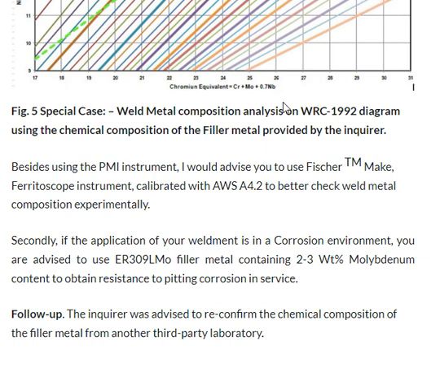Another recommendation is, besides using PMI instruments, I would advise using a Fischer Feritscope instrument calibrated with AWS A4.2 to better check the weld metal composition experimentally. Secondly, if the application of the weldment is in a corrosive environment, it is better to use ER309LMo filler metal containing 2 to 3 weight percent of molybdenum, which can take care of pitting corrosion resistance in service, rather than using ER309L filler metal only.